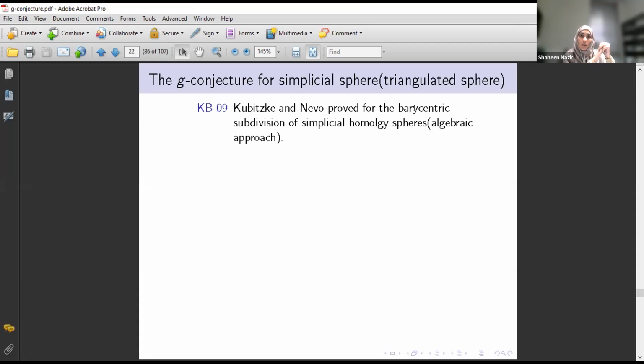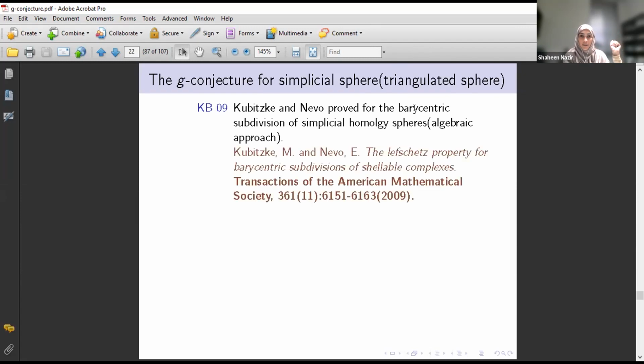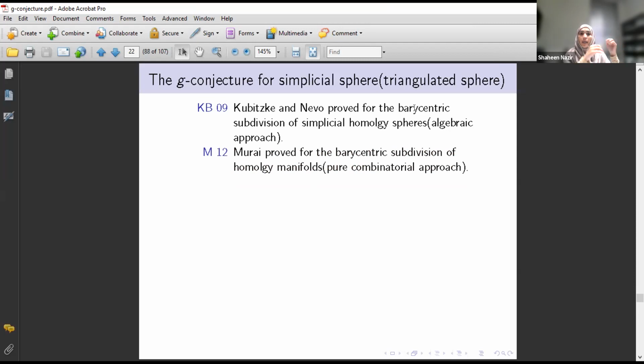It's about the work on the barycentric subdivisions of simplicial homology spheres, which means that you are considering more generalized spheres, but you are taking the barycentric subdivisions of these homology spheres. Kubitzke and Nevo have proved that the G conjecture holds for these barycentric subdivisions of simplicial homology spheres, and they used an algebraic approach, which means that they showed the Lefschetz property in this particular case. Okay, this is the reference.